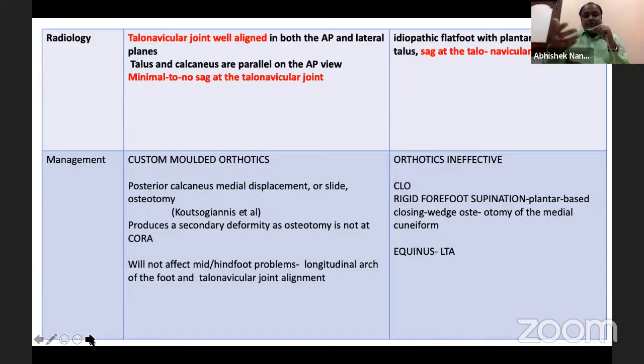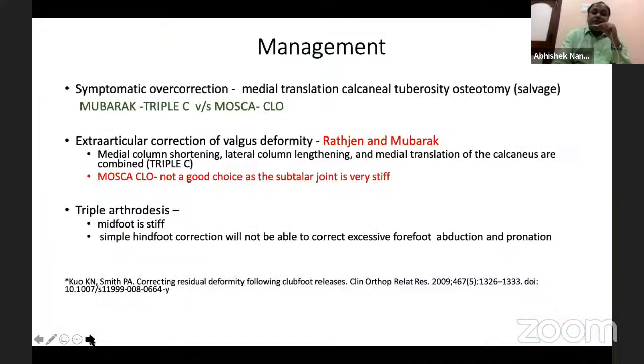So what is the management of translational and rotational? In translational, we'll do custom molded orthotics, or a posterior calcaneal medial displacement or slide osteotomy, which was popularized by Koutsogiannis, but it will produce a secondary deformity because the osteotomy is not at the CORA. Now in the rotational type, we are advocating Mosca's procedure. If it is associated with equinus, we'll do a lengthening of the tendo Achilles.